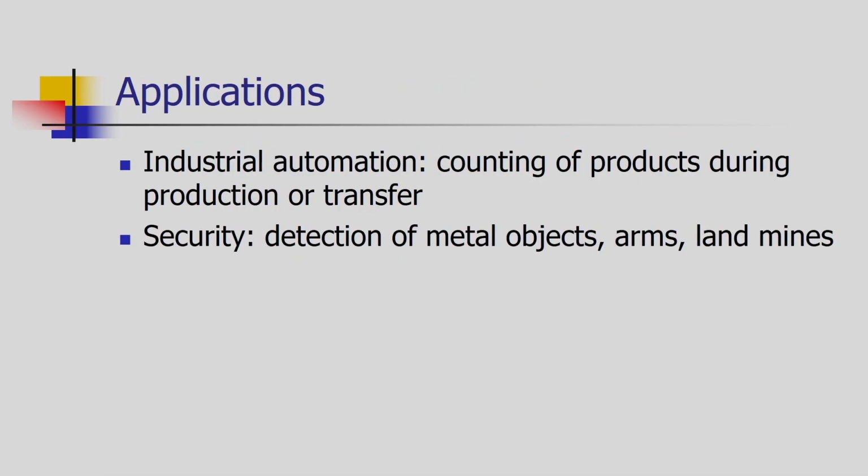Various applications are there. These are used to count the products which are moving on the conveyors, but these products should be made up of metals. Inductive proximity switches are very widely used in security for the detection of metal objects, arms and landmines.